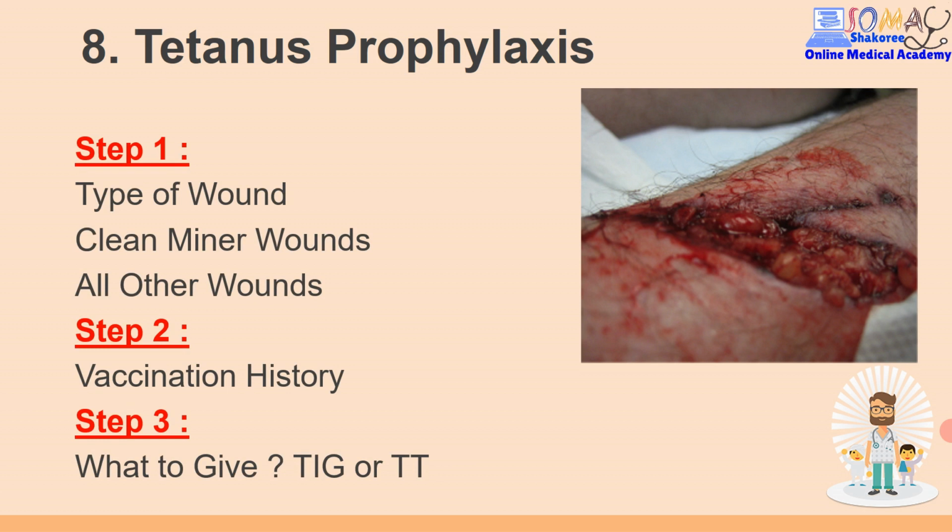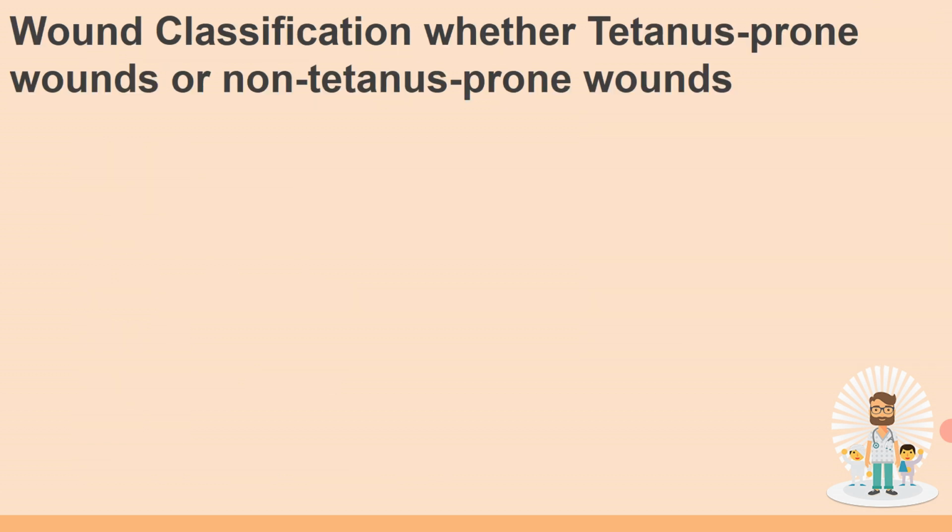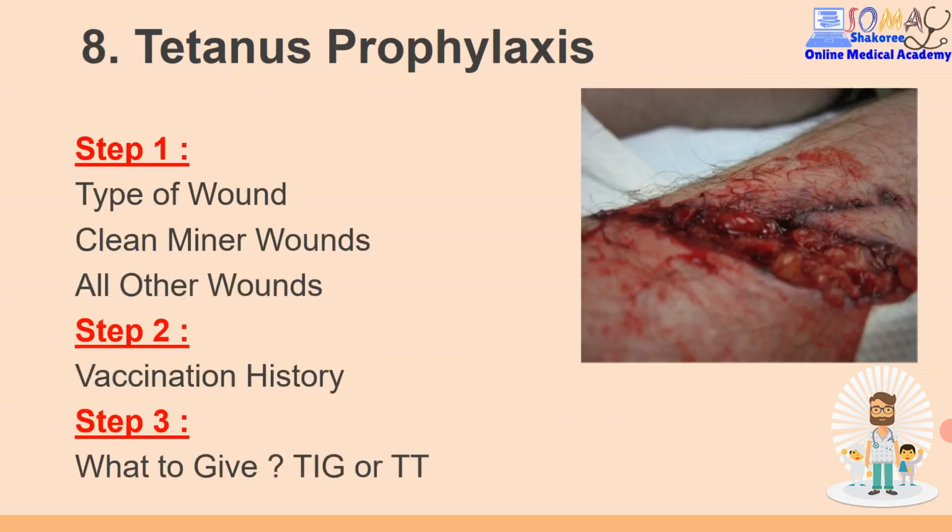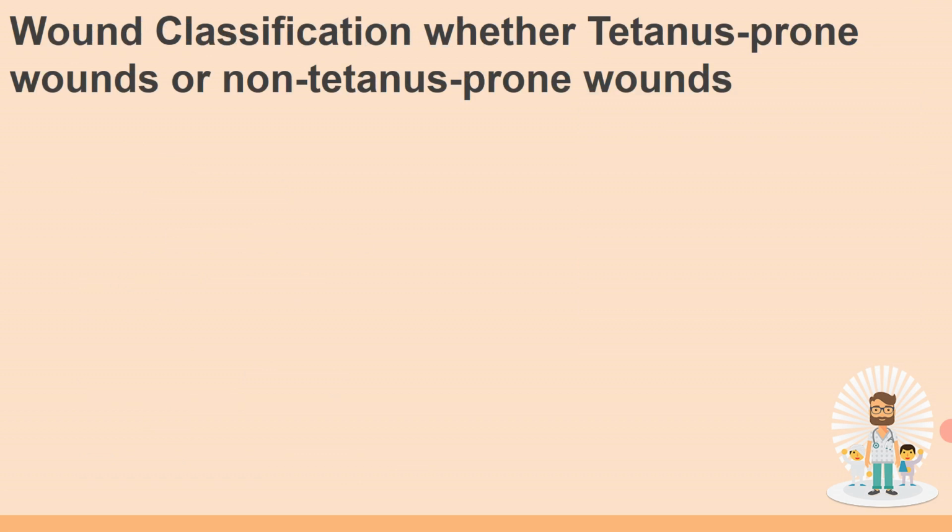Step 3, you have to know what to give. We have 2 types: tetanus immunoglobulin and tetanus toxoid. Sometimes the tetanus immunoglobulin is available, sometimes the tetanus toxoid is available, sometimes both are not available, sometimes both are available. Okay, we will discuss the scientific way of what to give.